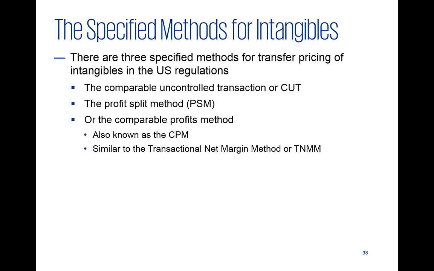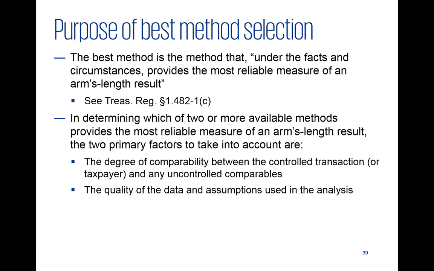I'll also mention that when we talk about the very first method there, the comparable uncontrolled transaction or CUT, within the language of the OECD guidelines, that will just be referred to as a comparable uncontrolled price. They don't make a distinction between this type of approach, whether you're using it for a tangible or an intangible good. Well, what is the purpose of the best method selection?